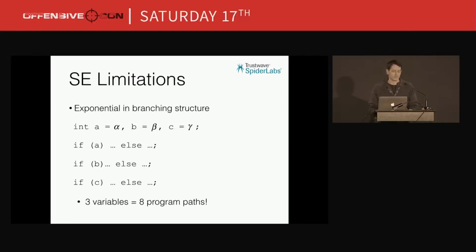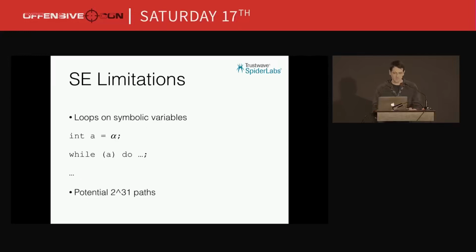Now, the limitation of symbolic execution is the path explosion problem. This is the main one. Let's say you've got three variables, A, B, and C. You make them symbolic variables, alpha, beta, and gamma. Then you've got this branching structure: if A, else if B, else if C, else. Essentially it's only three variables, but it's now 8 program paths that you can take. If you take something as complex as the kernel, say one of the syscalls, there is a very complex branching structure, especially for ioctls and things like that. So there is this path explosion problem.